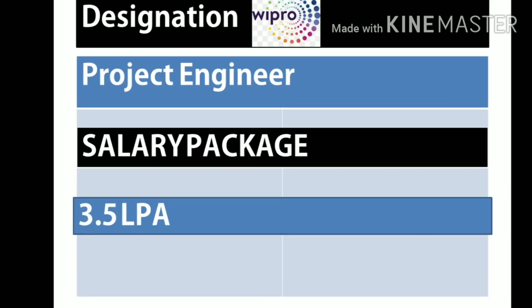Now moving on to the next part, the designation. So what designation do you expect here? Project engineer. Commonly this is the post offered to fresher candidates with a salary package of 3.5 lakh per annum. Not a very lucrative offer, but not that bad as well. 3.5 lakhs as a fresher candidate. You can start with this package and easily climb the corporate ladder if you work hard and if you develop your skill sets.